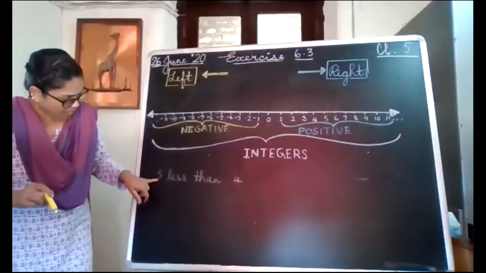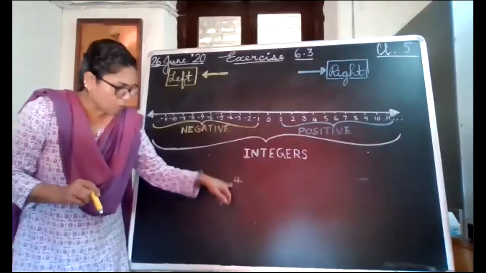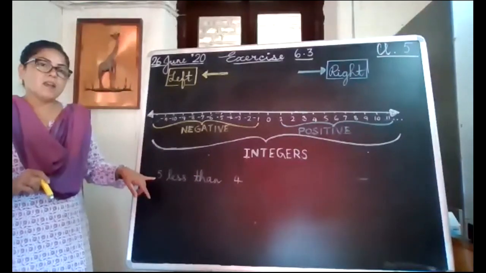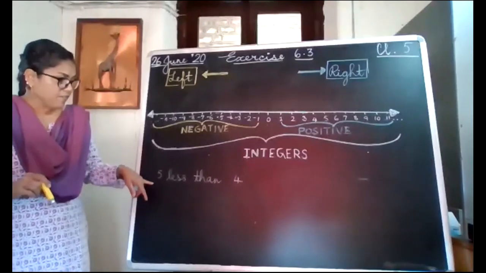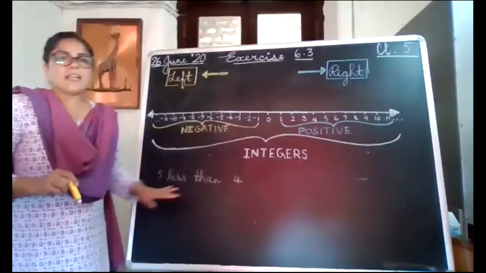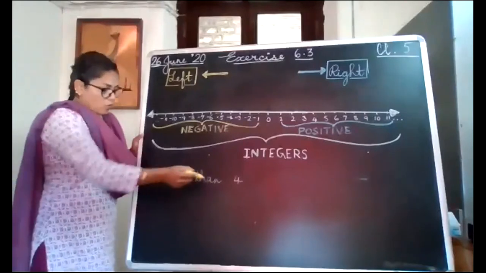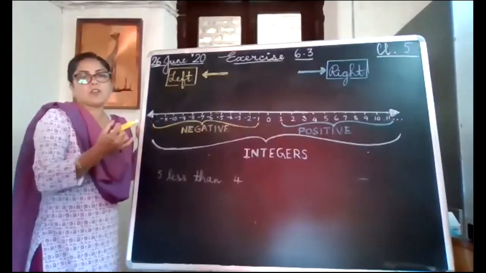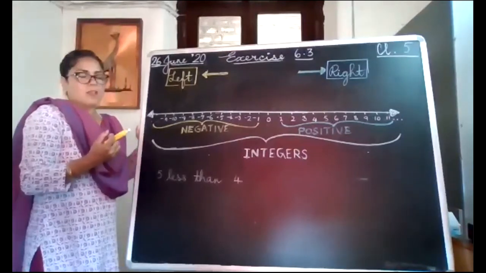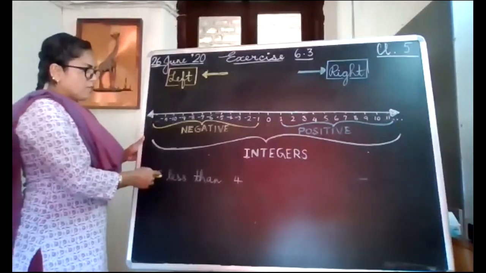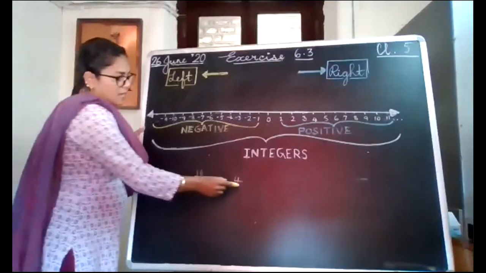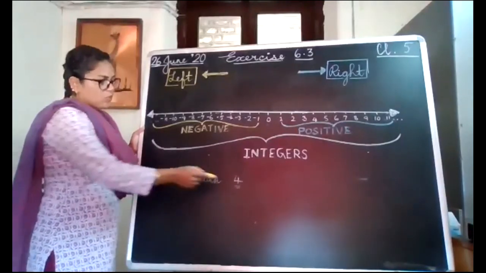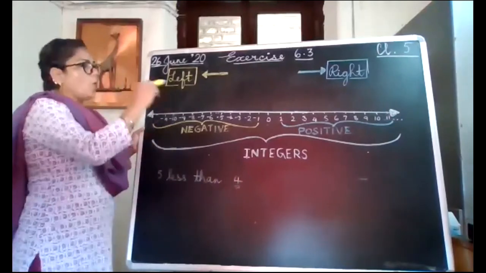Now here, 5 less than 4. We want to show this on the number line. So we want to reduce 5 from 4. That is the meaning of this. हमको 4 से 5 कम चाहिए. Means 4 में से हमको 5 निकालना है. We want to remove. Okay. So we want to minus. So first we will go to the number line and see where 4 is. Okay. Because 5 हमको इसमें से निकालना है. So first we go to 4.